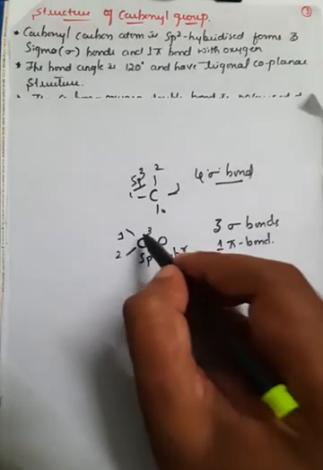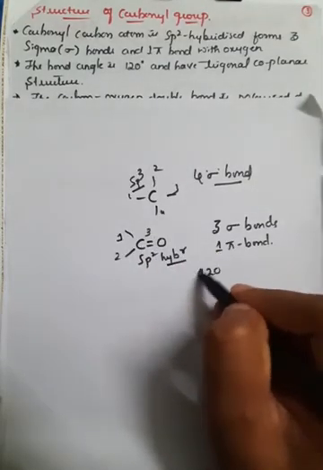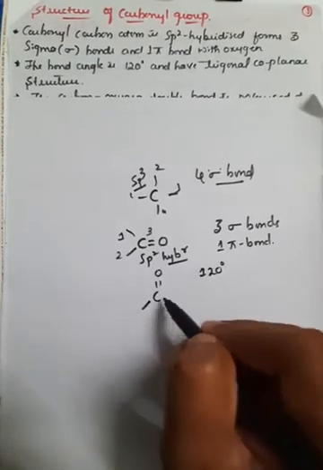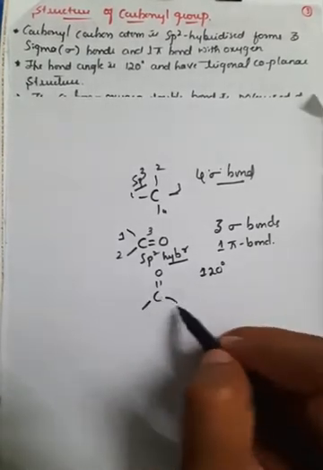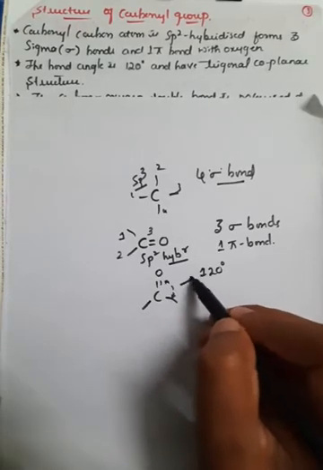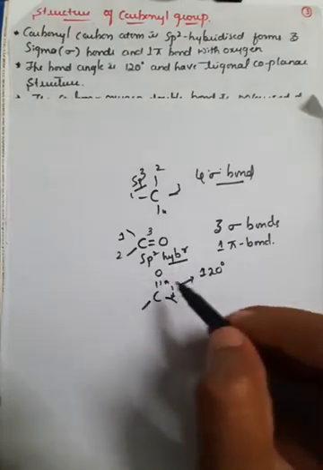And this bond angle, right? So this bond angle is 120 degree. The bond angle in case of the carbon which is double bonded with oxygen, and here it is single bonded with two alkyl groups. So this bond angle is 120 degree, right? So the bond angle in case of carbonyl group is 120 degree.